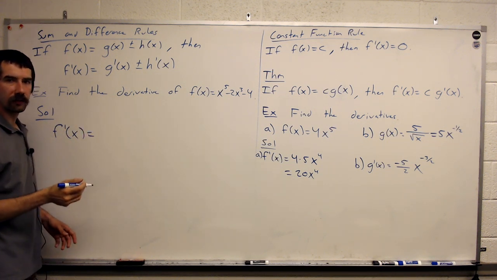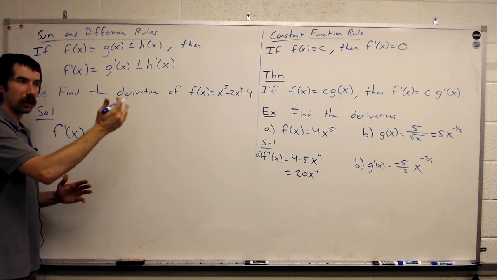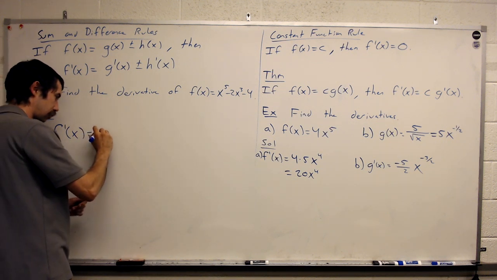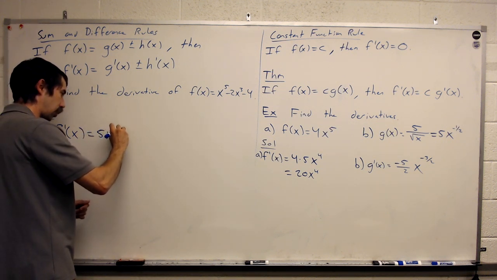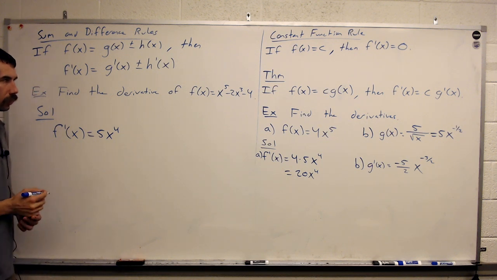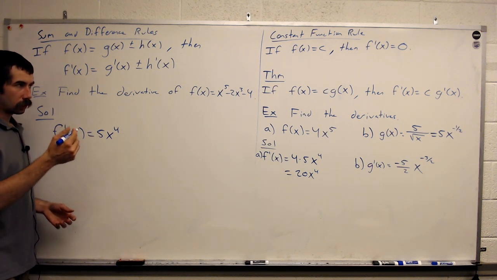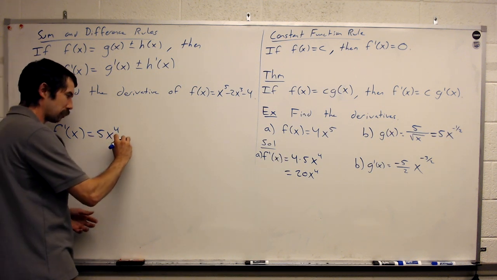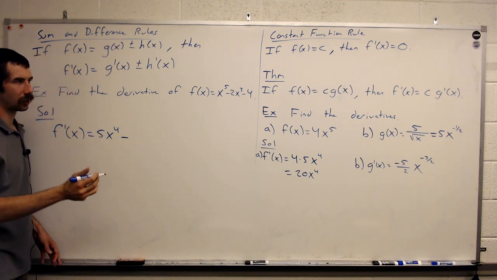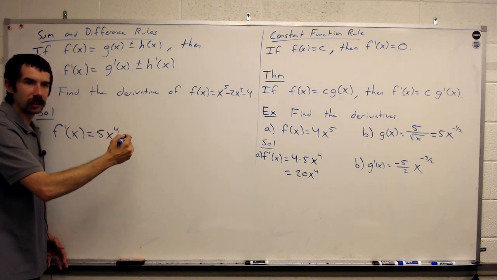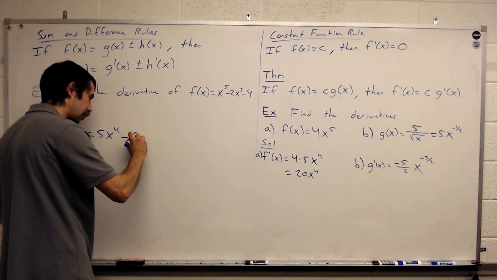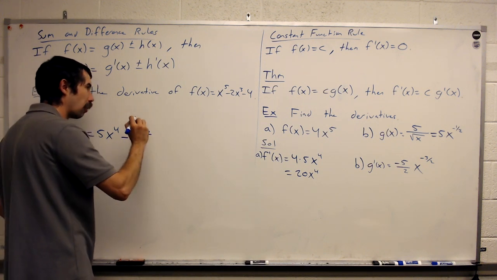All right, what is the derivative of x to the fifth? We bring the power in front and subtract 1 from the power. What is the derivative of 2x to the third? So we're going to keep this minus here. The derivative of 2x to the third, we bring the power in front. 2 times 3, 6. And subtract 1 from the exponent.